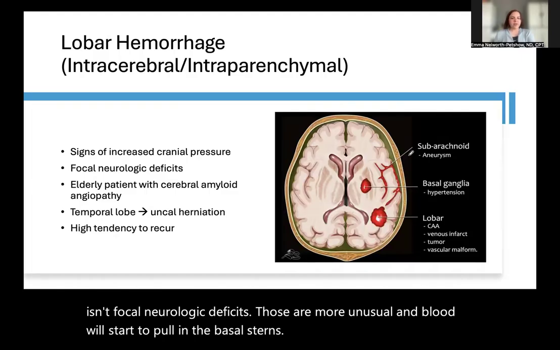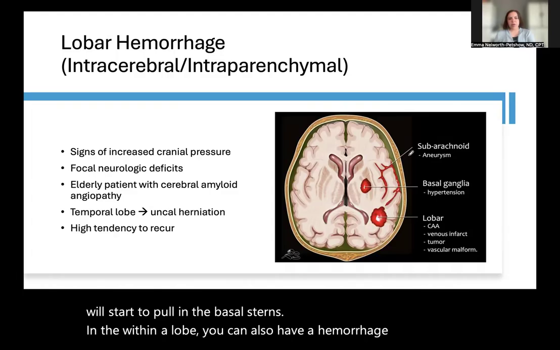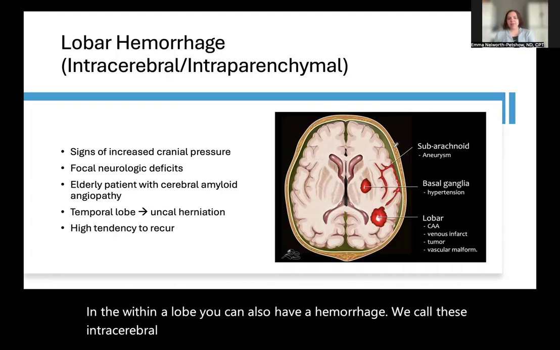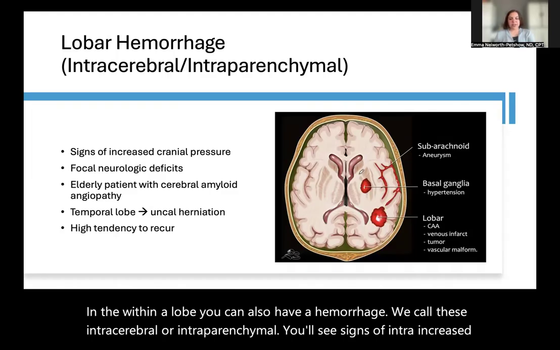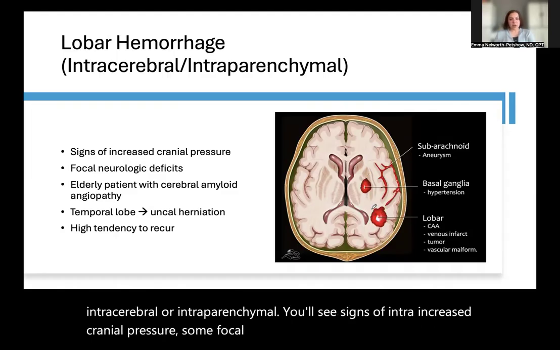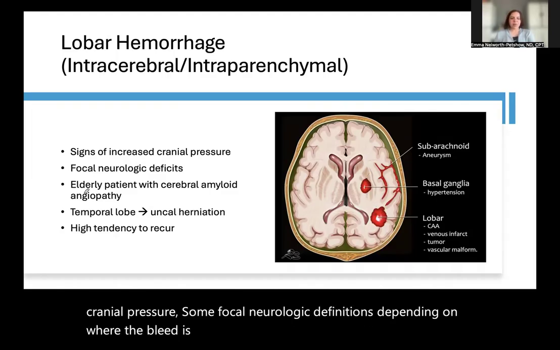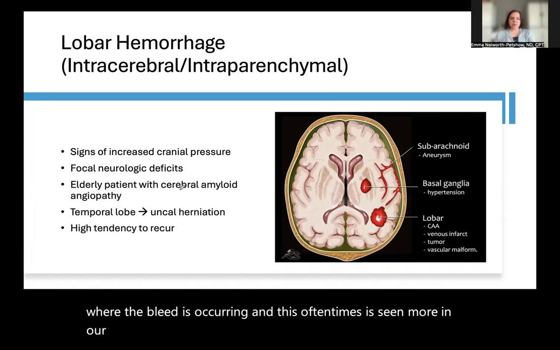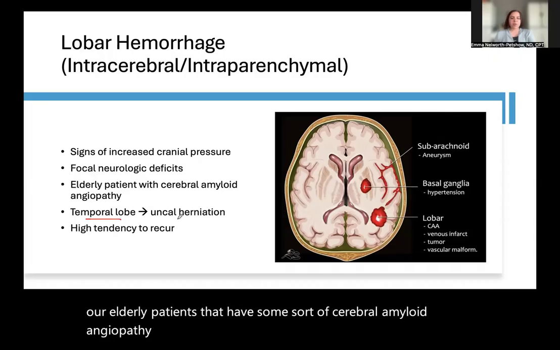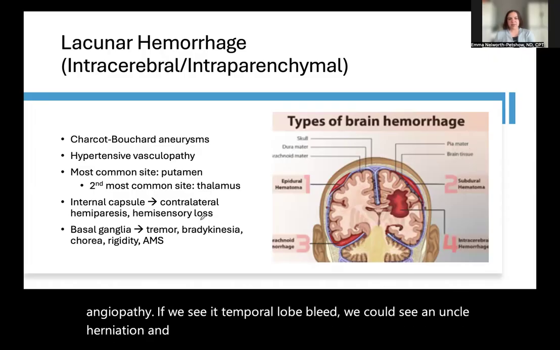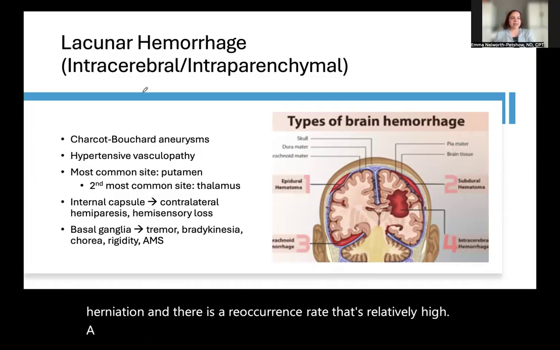Within a lobe, you can also have a hemorrhage. We call these intracerebral or intraparenchymal. You'll see signs of increased intracranial pressure, and some focal neurologic deficits depending on where the bleed is occurring. And this oftentimes is seen more in our elderly patients that have some sort of cerebral amyloid angiopathy. If we see a temporal lobe bleed, we could see an uncal herniation, and there is a relatively high recurrence rate. A lacunar hemorrhage also would be considered intracerebral or intraparenchymal.